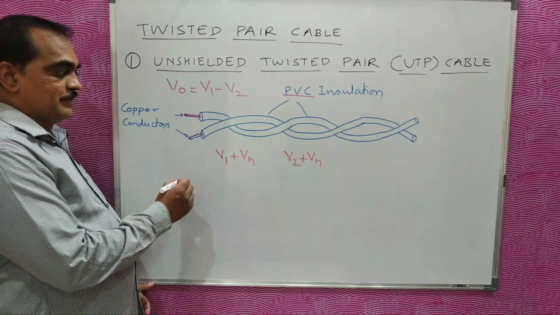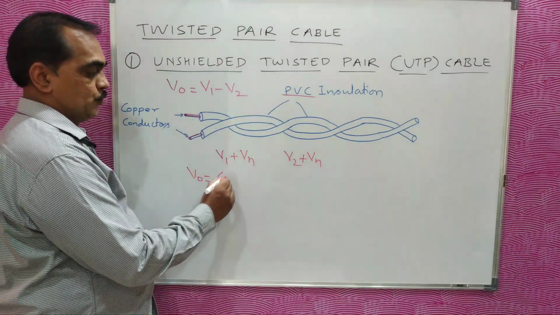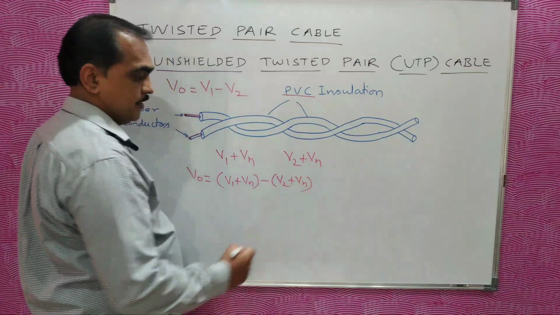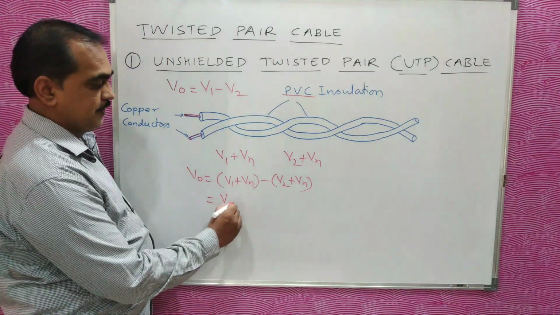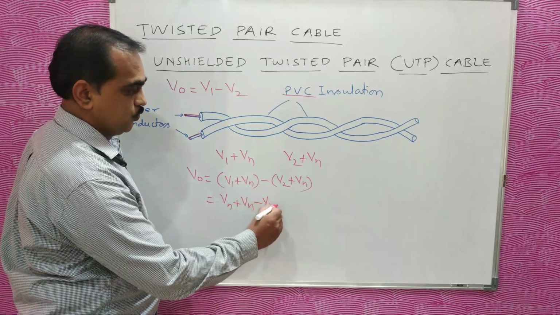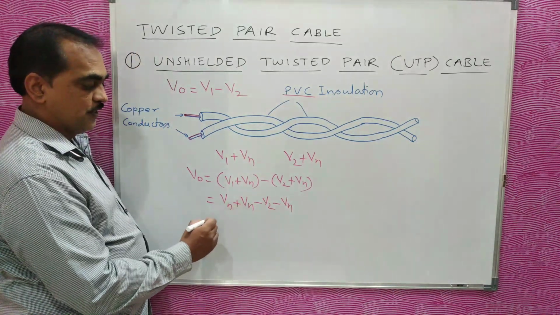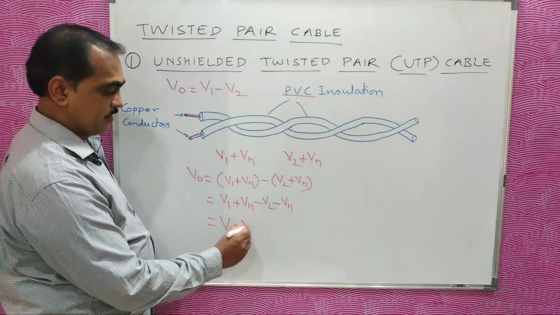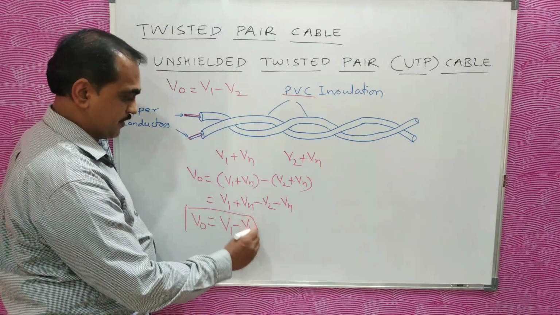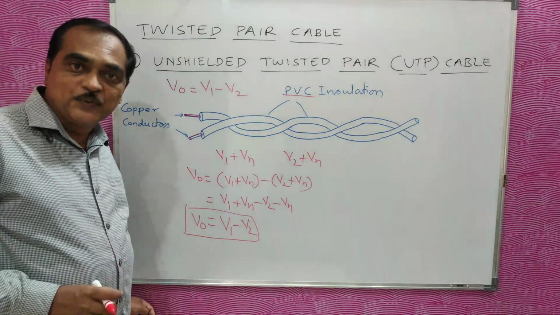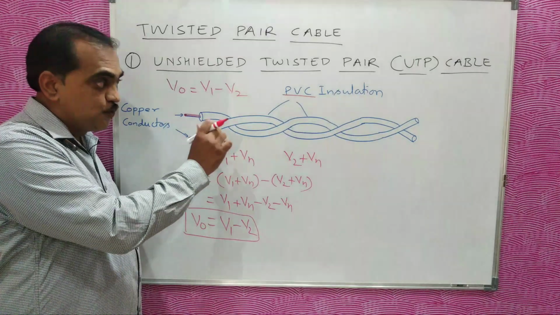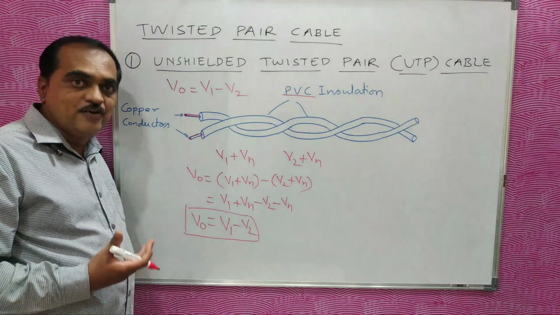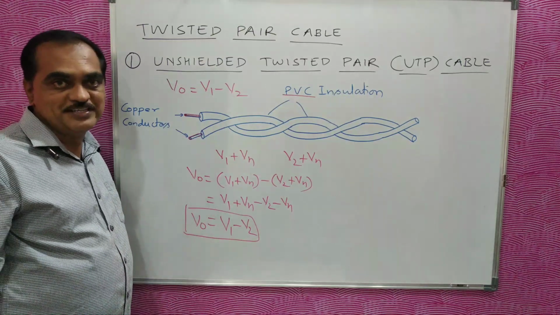If you take the subtraction, Vout will be equal to V1 plus Vn minus V2 plus Vn, which is V1 plus Vn minus V2 minus Vn. So Vn goes, and what remains is V1 minus V2. So Vout is equal to V1 minus V2. The noise voltage gets cancelled out because you have twisted the pair of cables. This type of cable is also light in weight and very easy to install.